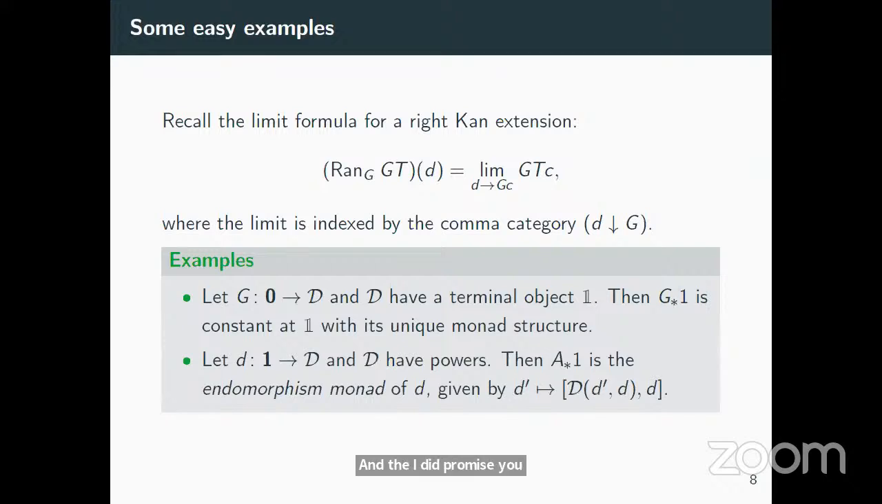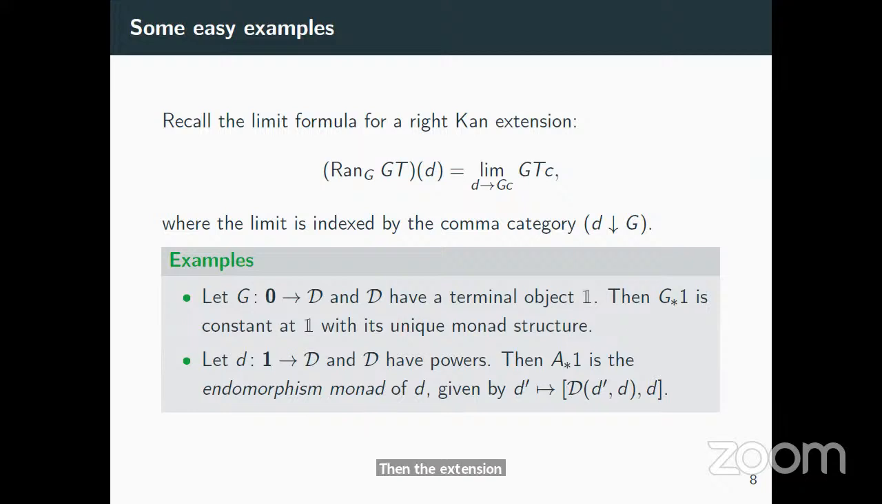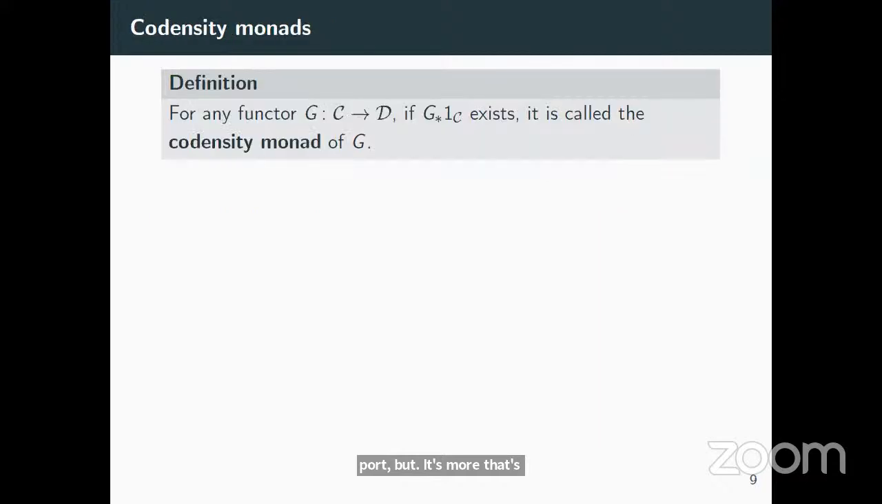Here's one that's marginally more interesting. So now let me take the next most interesting category, least interesting category after the initial one, which is the terminal one, with one object and one morphism. So a functor from it to another category D is just picking out an object. And if I require that that category have powers, so set-indexed powers, then the extension of the identity monad on the terminal category is going to give me this endomorphism monad of little t here, which has this formula here, which maybe you haven't seen before, but it's a monad that's well known. Okay, I promise I'm also going to talk a bit about codensity monads.